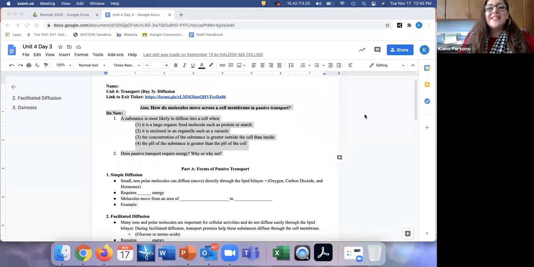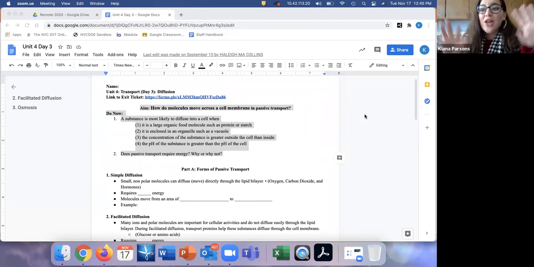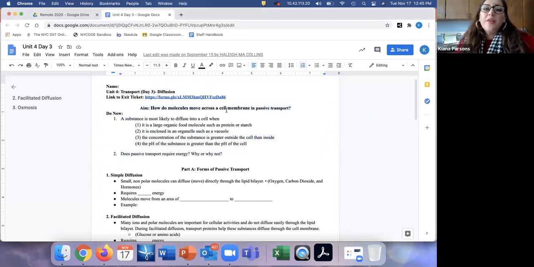All right, so this is Unit 4, Day 3, and today we're talking all about diffusion. Today's aim is how do molecules move across a cell membrane in passive transport? Passive means that it does not require any energy, and another way to say passive transport is diffusion. Those words mean the same thing.